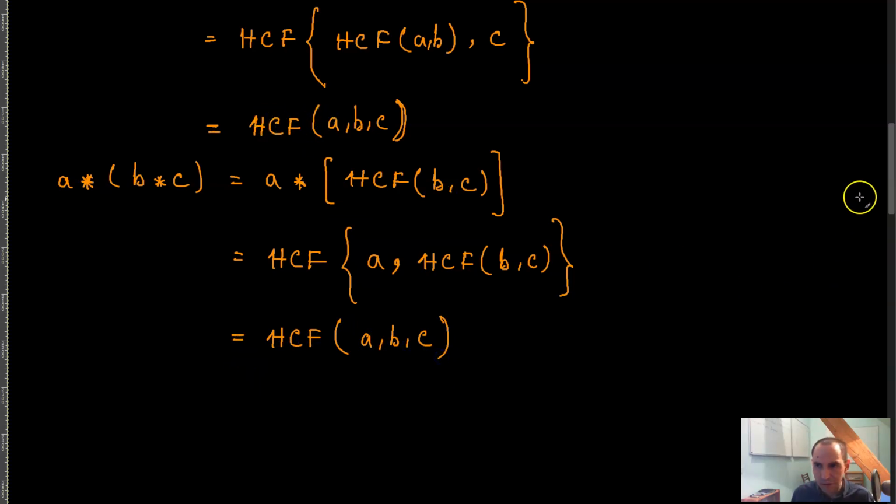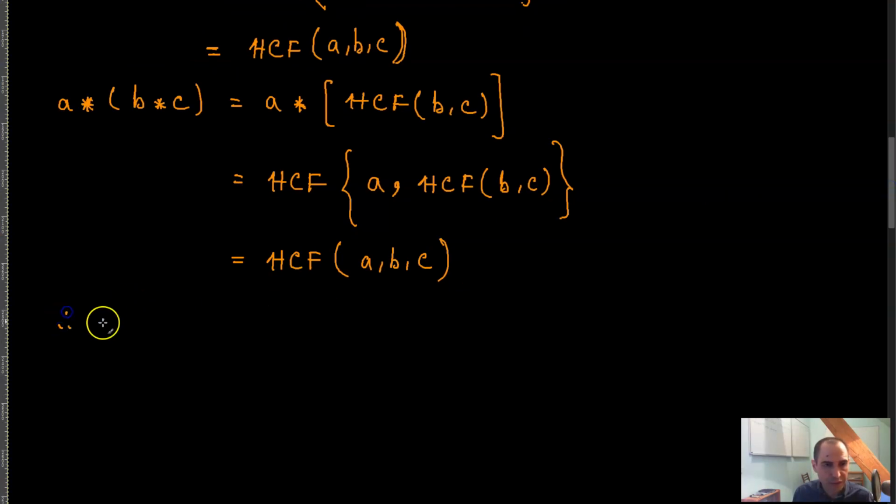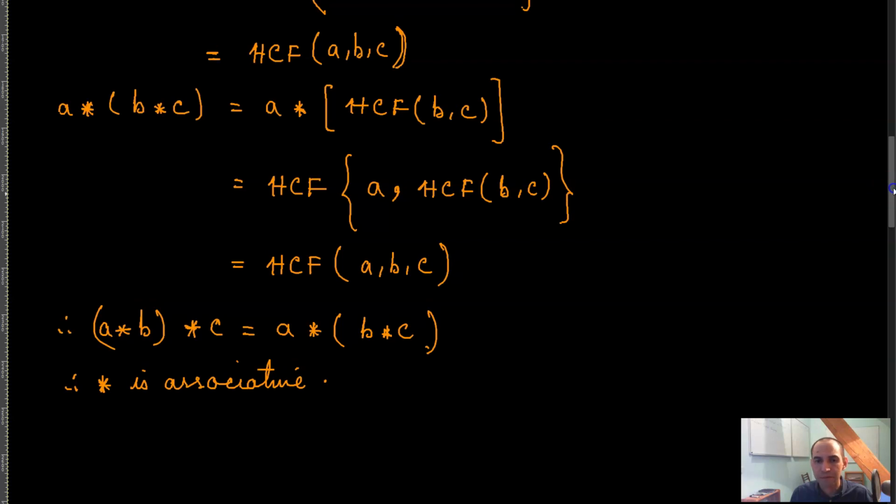So you can see that these two expressions are both equal to the HCF of A, B, and C, and therefore you can say that A star B star C is the same thing as A star B star C. And therefore star is associative. So now that's another part of this question that we answered.